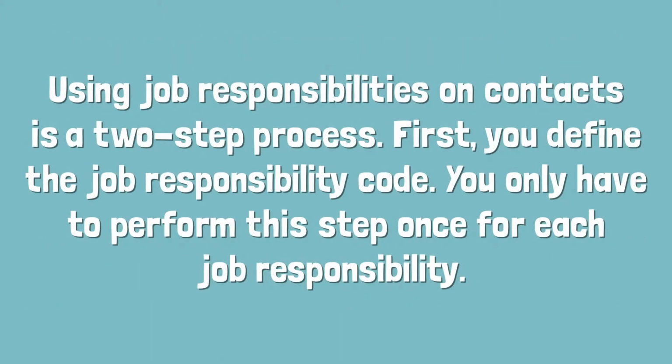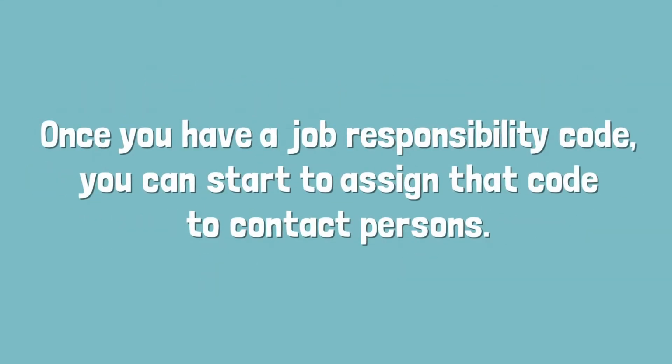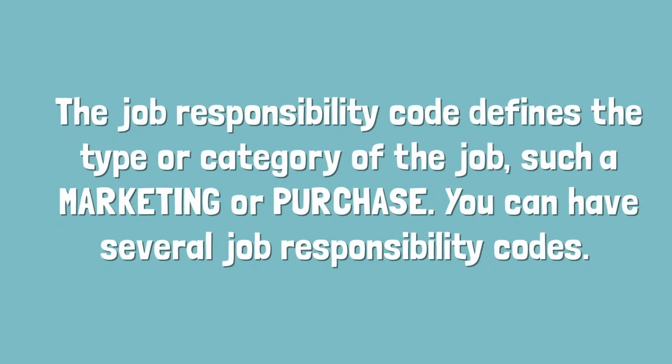Using job responsibilities on contacts is a two-step process. First, you define the job responsibility code. You only have to perform this step once for each job responsibility. Once you have a job responsibility code, you can start to assign that code to contact persons. The job responsibility code defines the type or category of the job, such as marketing or purchase. You can have several job responsibility codes.